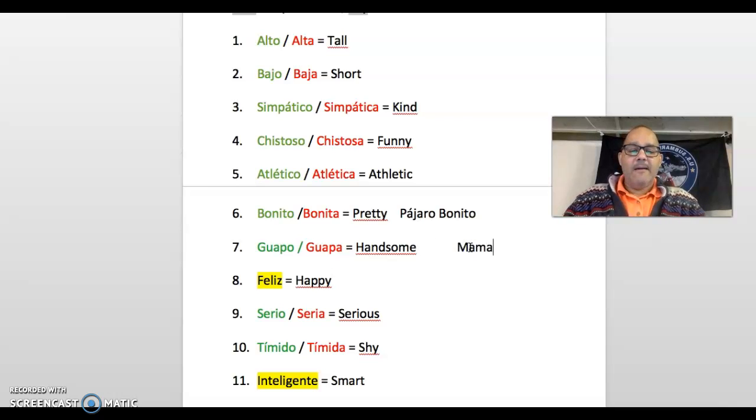mamá es guapa. It's a way of saying mom is pretty. All right. Another way of saying mom is pretty. Maybe we are referring to the way she's dressed. Usually when we use guapa for a lady, for a girl, we usually refer to the way they are dressed. All right. And because mama is a woman, we have to use the adjective that describes mama as a woman.